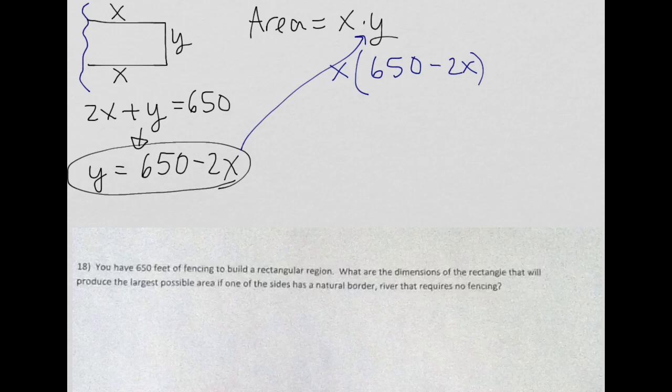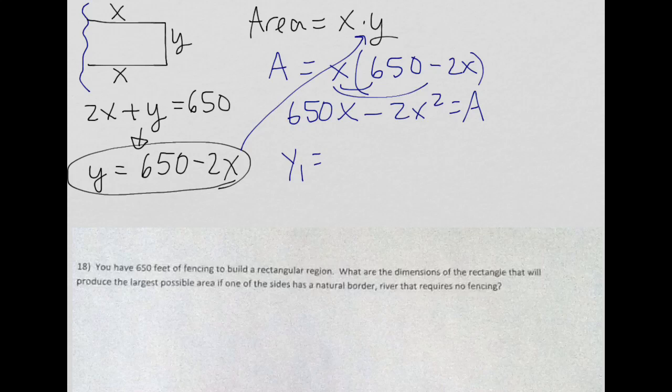Here you could leave it like this if you wanted to. You could distribute it and then plug it in the calculator. So this would be 650x minus 2x squared. This is the equation that I want to graph. So on the calculator for y1, this is what you're going to be putting in. Make sure you adjust your window on the calculator so that you could actually see this parabola.